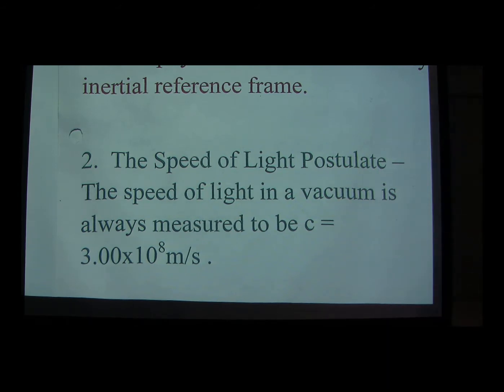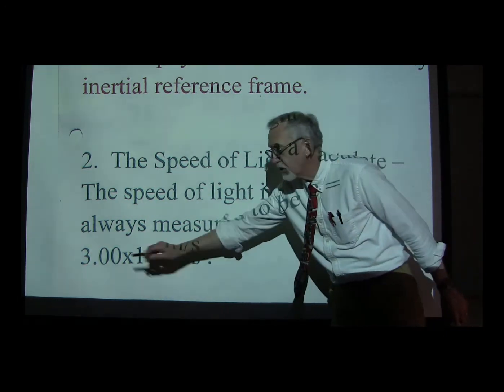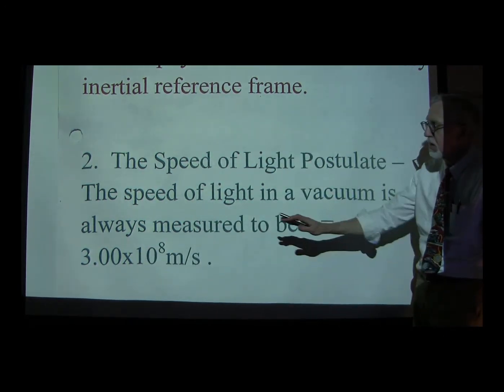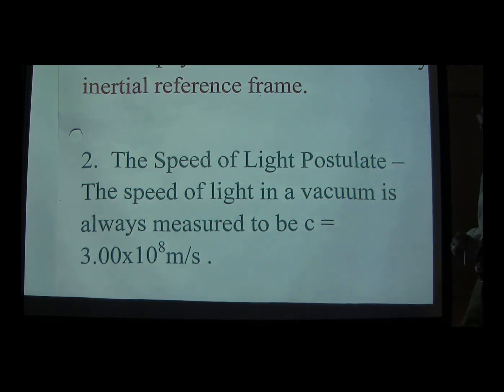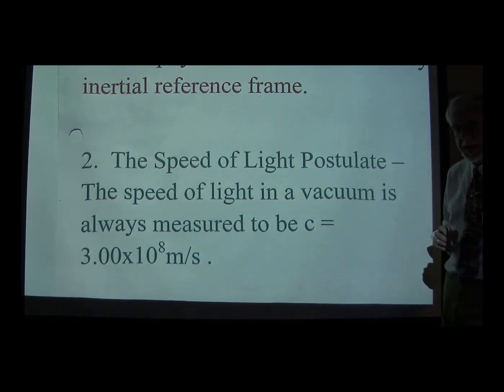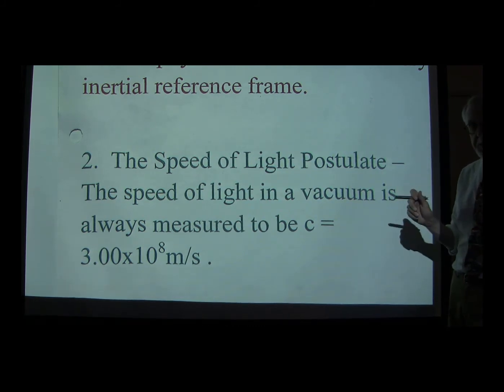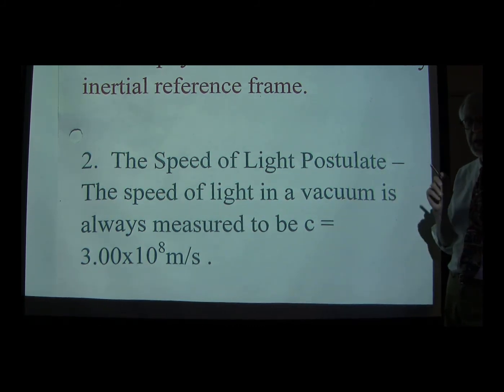The second postulate of special relativity, sometimes referred to as the speed of light postulate, states the speed of light in a vacuum is always measured to be c, which equals 3.00 times 10 to the 8th meters per second. Now, this is not exactly right, but to 3 significant figures, that's good. It's more like 2.998, something like that, to 4 significant figures. But to 3 sig figs, 3.00 times 10 to the 8th meters per second. Now, for my class, Physics 1112, this is going to be a number that we're going to be using a lot, and as I've mentioned before, it's a number that you need to remember.